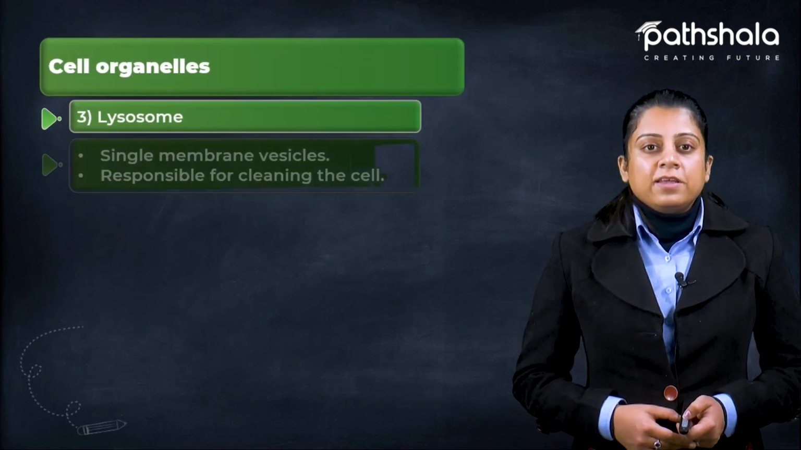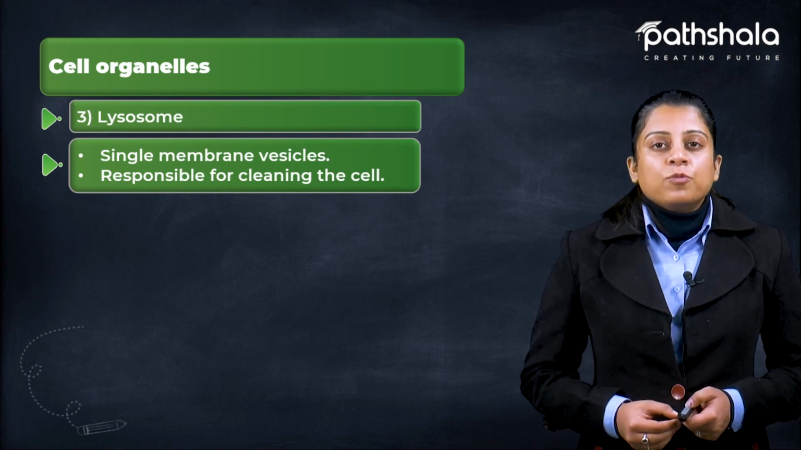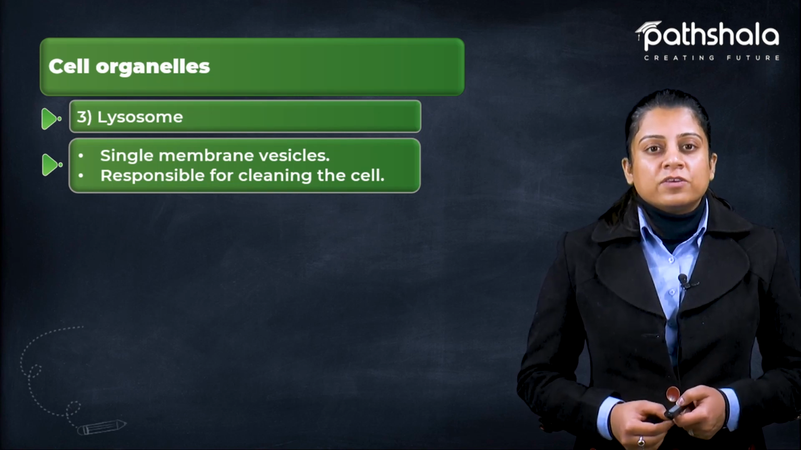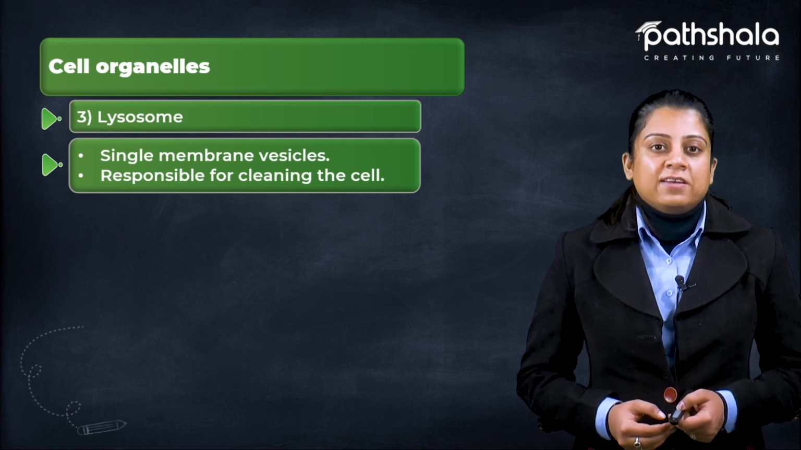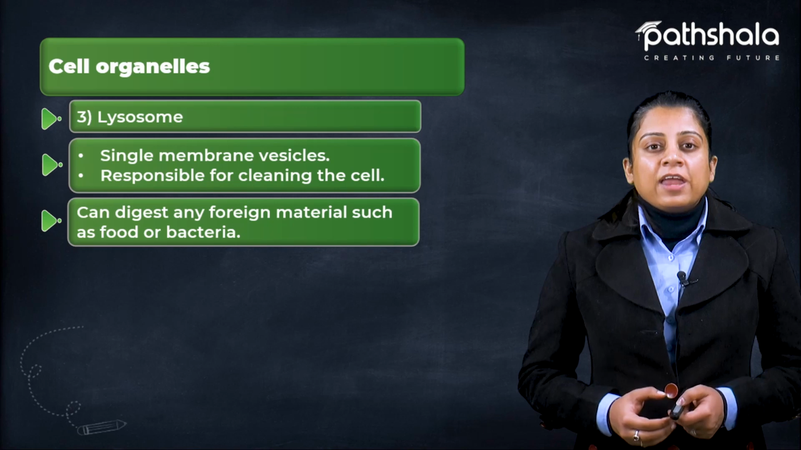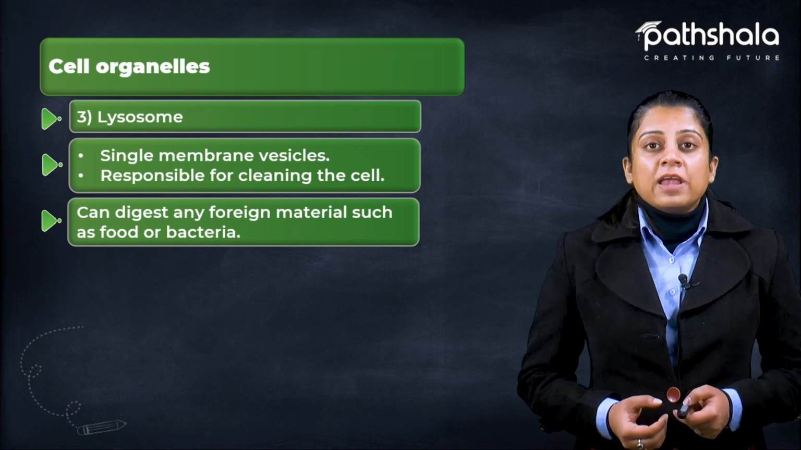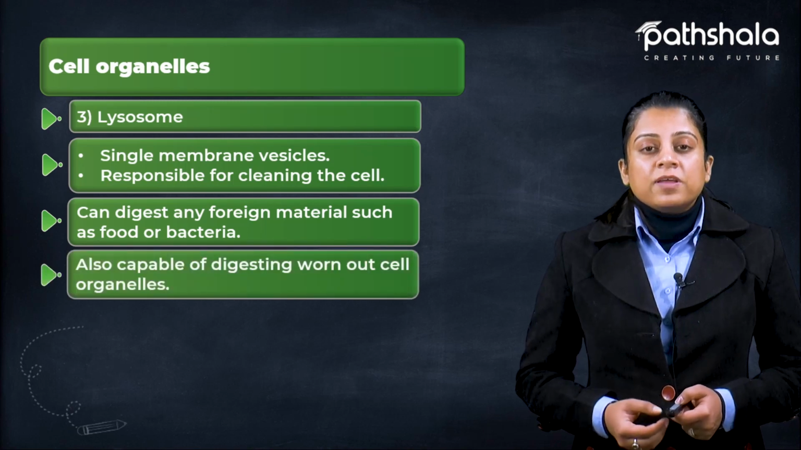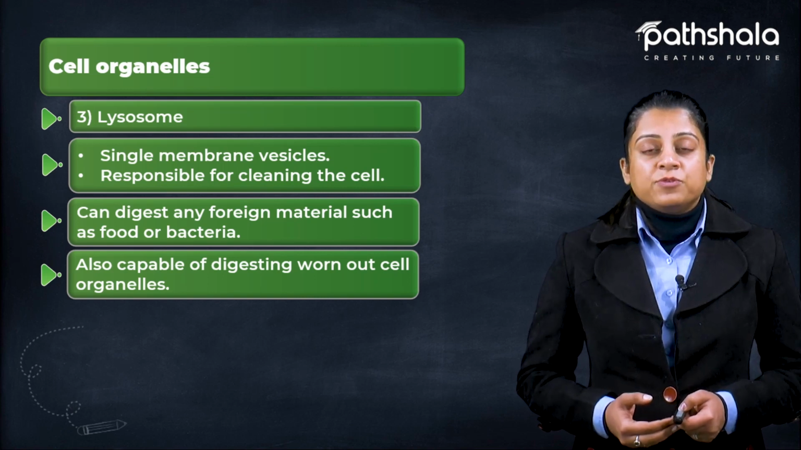The next cell organelle is lysosome. They are also known as the cellular housekeepers. Lysosomes are single membrane vesicles that are present in the cell. They are small spherical structures. They are responsible for cleaning the cell, and that's why they are also known as the garbage disposal system of the cell. These lysosomes can digest any foreign material such as food and bacteria. These lysosomes contain powerful enzymes which help in clearing the waste material of the cell. Lysosomes are capable of digesting worn-out cell organelles with the help of these powerful enzymes only.